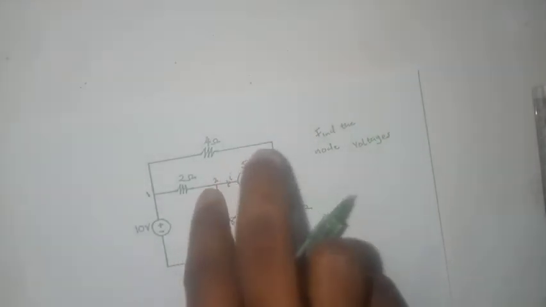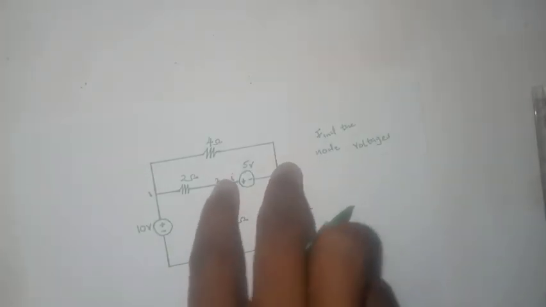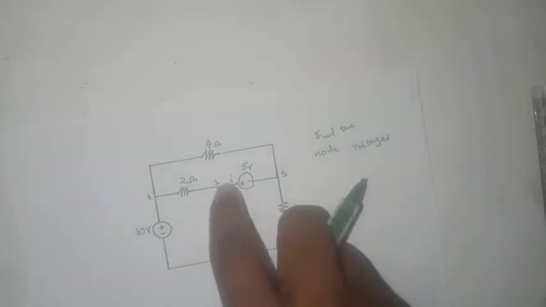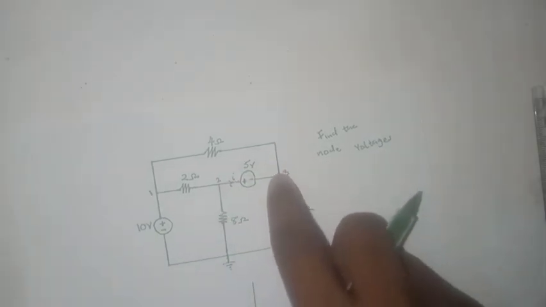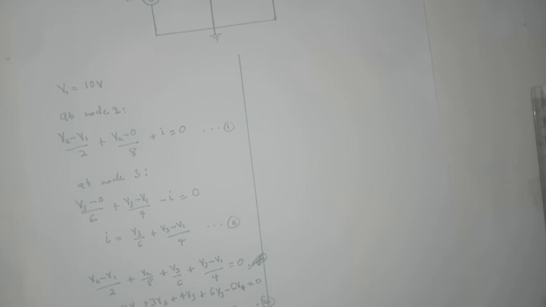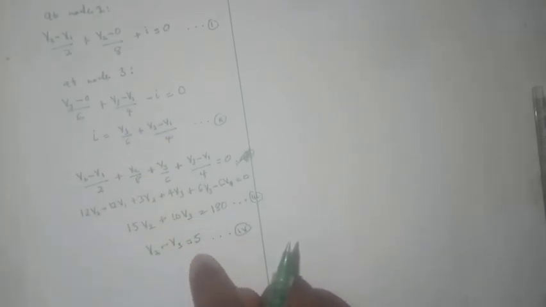Then we can connect our voltmeter here again. If we connect our voltmeter with our negative terminal here and our positive terminal here, we get a reading of 5 volts, which means that node 2 is greater than node 3 by 5 volts. So that means V2 minus V3 equals 5, and we call that our fourth equation. We can then proceed to solving equation 3 and equation 4 simultaneously.